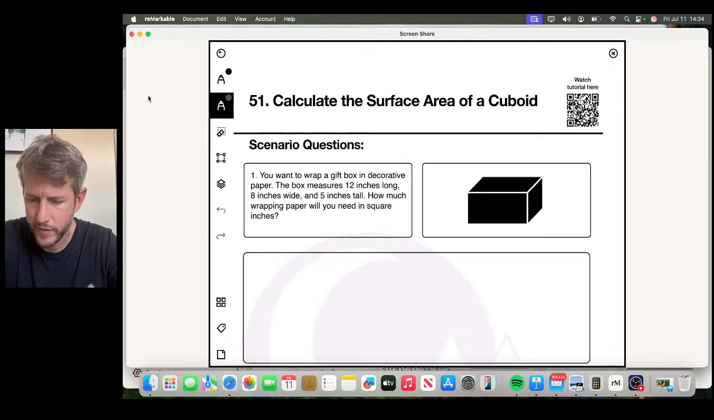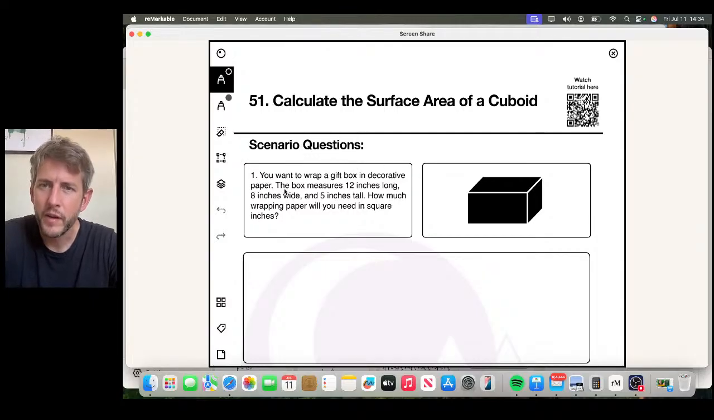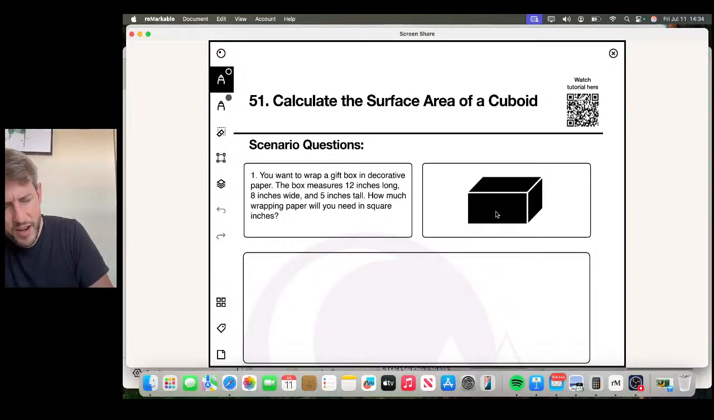Right. You want to wrap a gift box in decorative paper. The box measures 12 inches long, 8 inches wide and 5 inches tall. How much wrapping paper will you need in square inches? Okay, right, so we need to find the surface area. So we've got the 3 faces, we've got 12 by 8 face, we've got 12 by 5 face, and then we've got the 5 by 8 face.